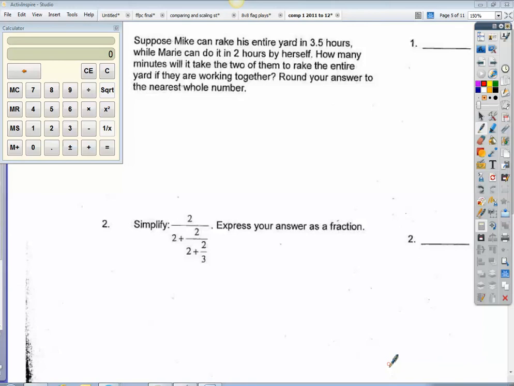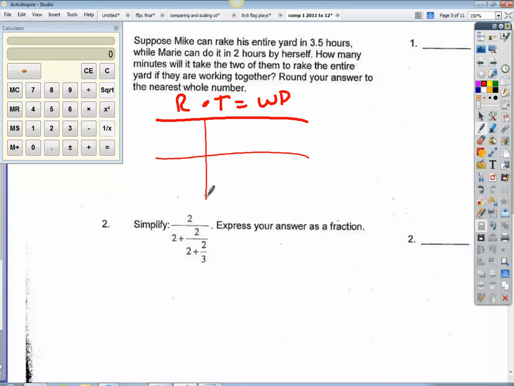All right, so this first problem is one we haven't really talked about. It's a work problem. And the thing that we have to know is rate times time is equal to the work done. Fairly simple premise, right? So we have two people, Mike and Marie. Mike is actually the woman's husband who writes this.